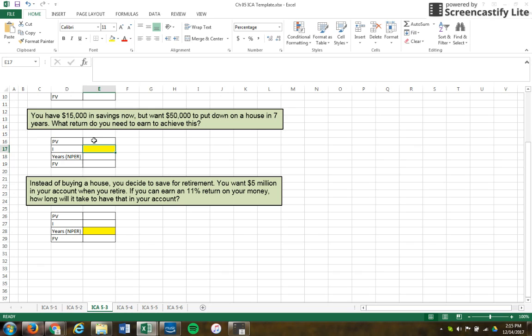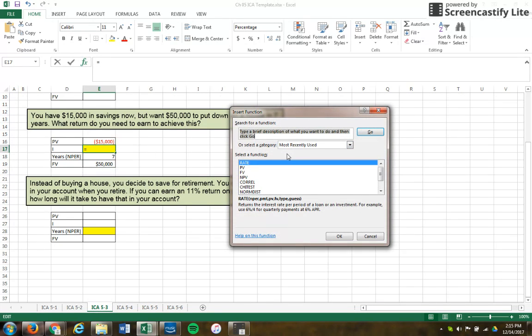So we have to enter what we know. We know we're going to start out with $15,000. So we're going to assume that the $15,000 is going to come out of our pocket and go into the bank, and it's going to be sitting in there for 7 years. And the goal is to be able to go to the bank and withdraw $50,000 and put it in our pocket after that time. So to do this, we are going to look for the rate function.